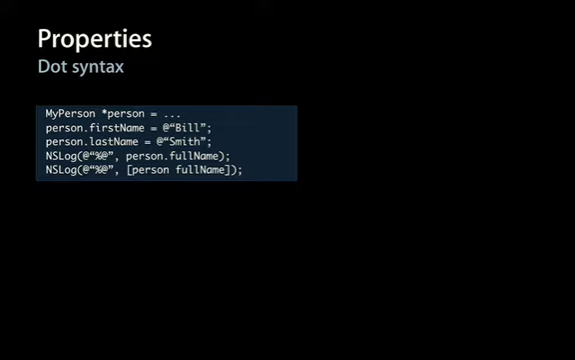Another benefit of using the dot syntax is better code completion. If you were to type open bracket, person, space, and then code complete in Xcode, you'd get a list of all selector messages which are valid to send to this person. That's going to include lots of messages that are valid for every NS object. With properties, you get exactly the set of properties that are available to this object, which gives you a much more precise code completion list.